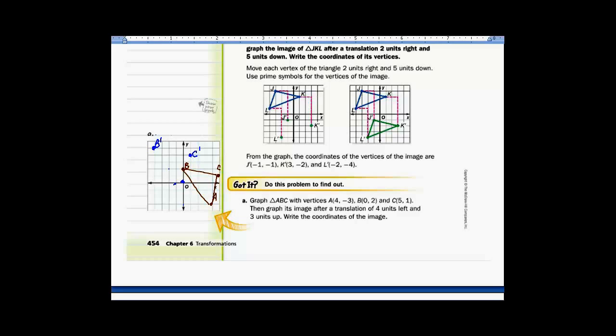That is our new A prime. So if I were to connect those, that's the same image, same size, same orientation, just slid over. Okay, that's a translation in a nutshell. Just a slide.